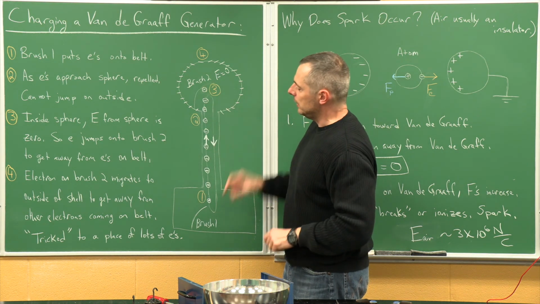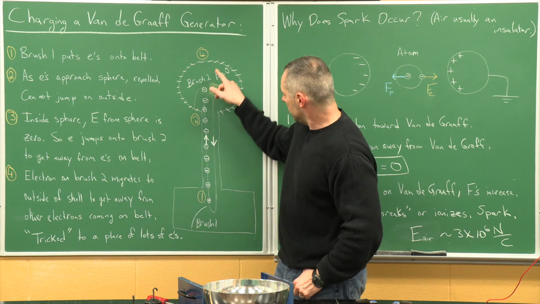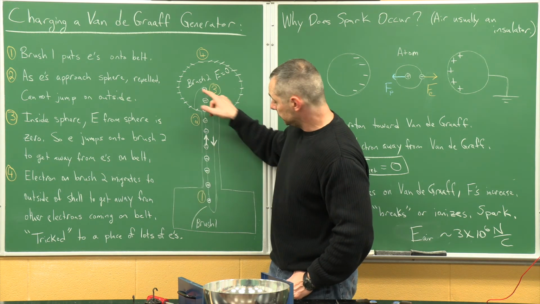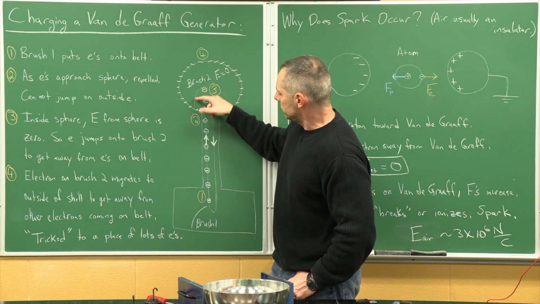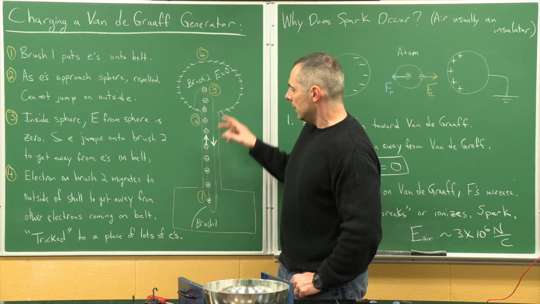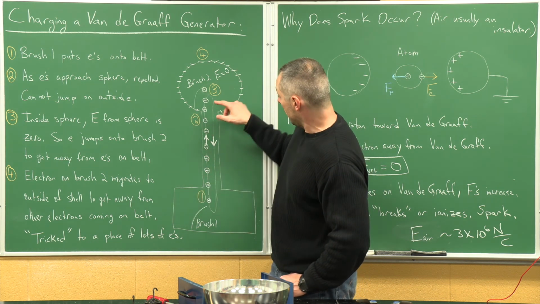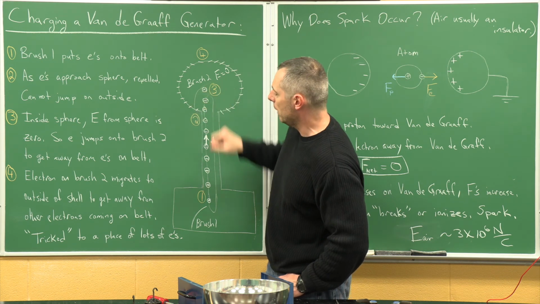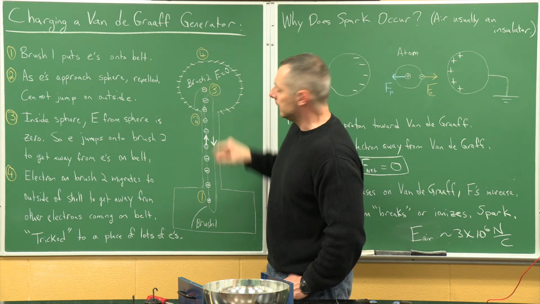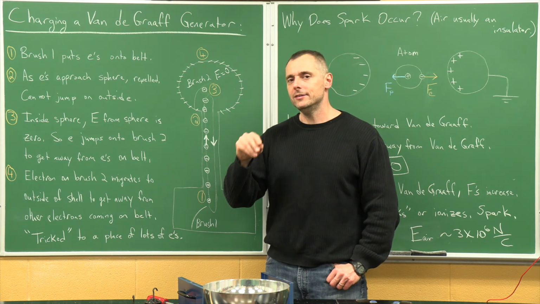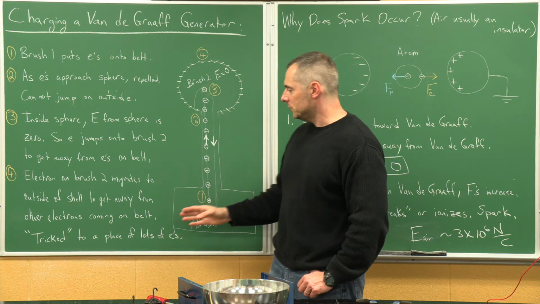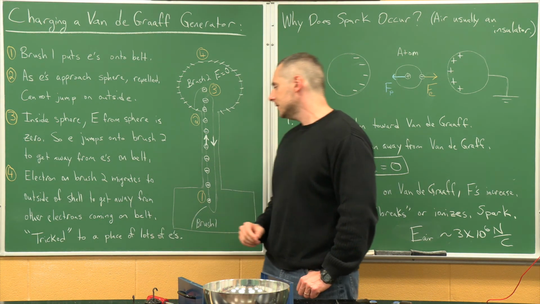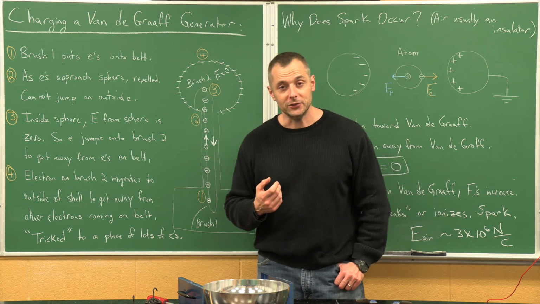Now, once it's here, step 4, the electron on brush number 2 migrates to the outside of the shell, to get away from these other electrons here. So it's trying to get further and further away. And then it comes from the inside to the outer surface. In a sense, it's tricked to a place of a lot of electrons.